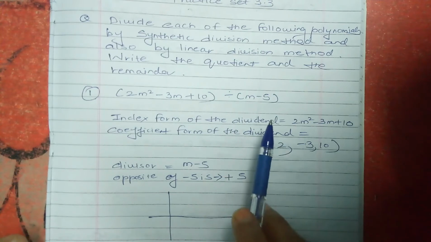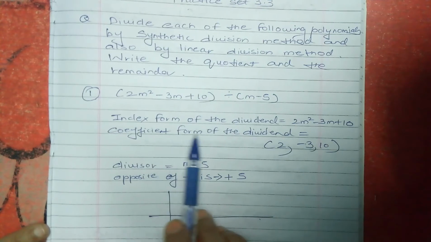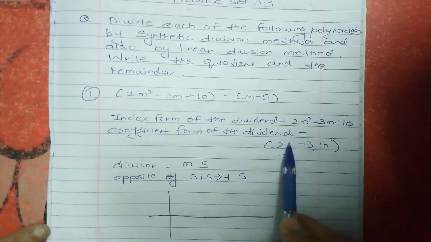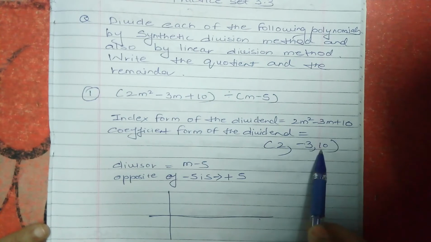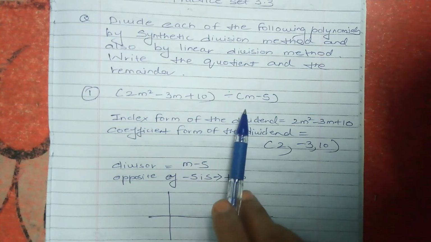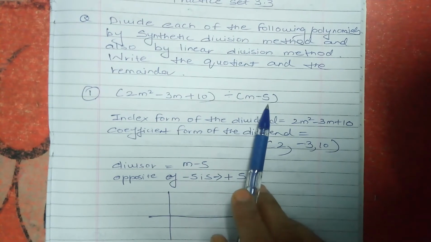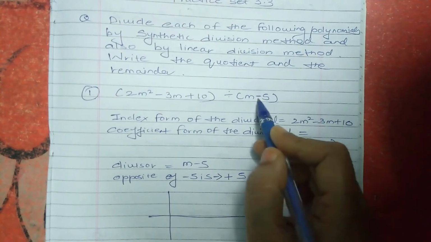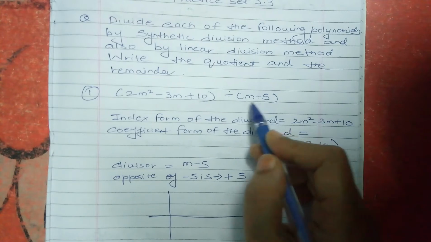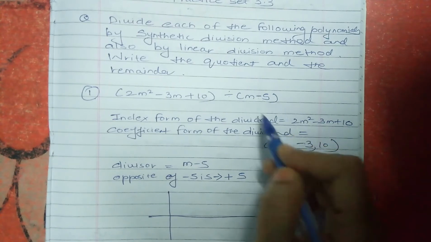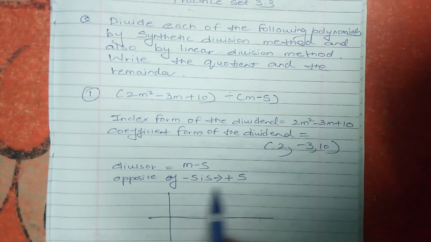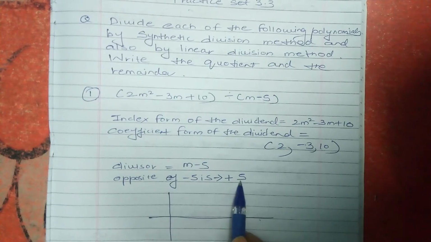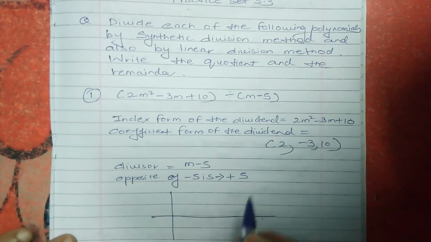After writing the dividend in index form, you have to write the coefficient form of the dividend. What is it? 2, minus 3 and positive 10. Okay, this is the coefficient form. Then pay attention to the divisor. What is it? m minus 5. Here just look at this. What is given? Minus 5. So instead of minus 5, use the opposite of it. It is plus 5. Opposite of minus 5 is what? Plus 5. So what do you have to do next?